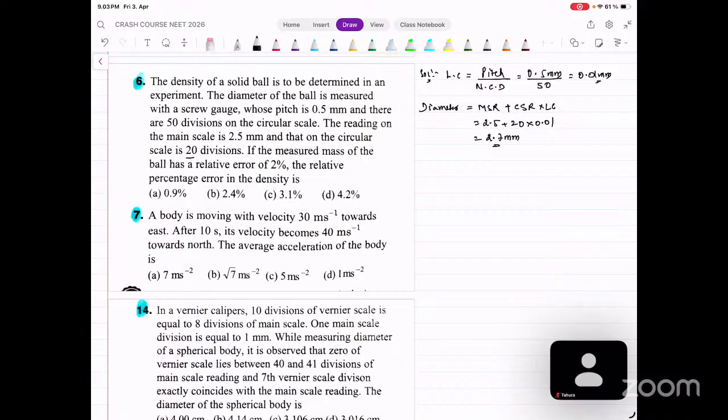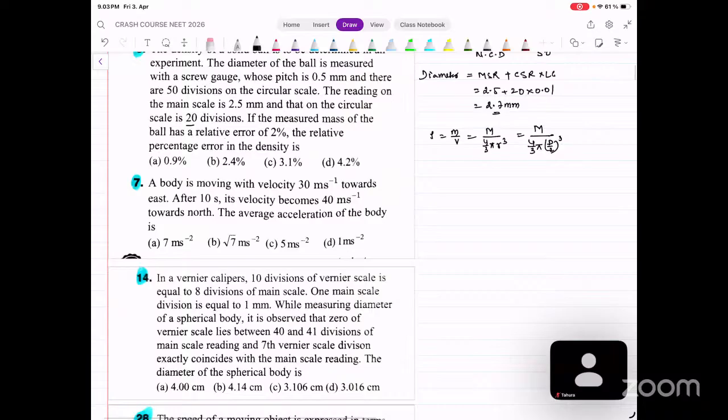That is the diameter. What is asking: if the measured mass of the ball has a relative error of 2%, the relative error in the density is asking. Now density का formula क्या होता है बेटा? Density is equal to mass divided by volume. So it is equal to mass, right now for me m. Volume of the spherical body is 4 by 3 pi into your r cube. R is not given, diameter is given for me. So it is mass divided by 4 by 3 pi into d by 2 whole cube.